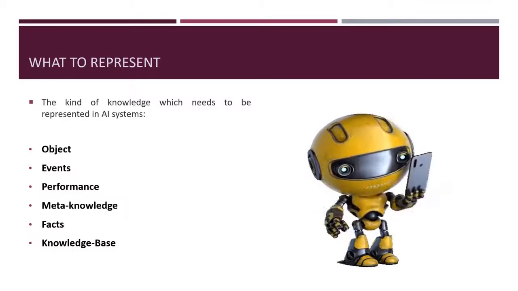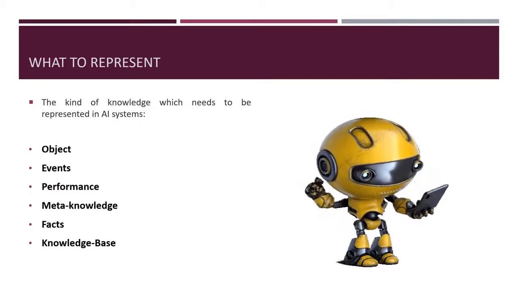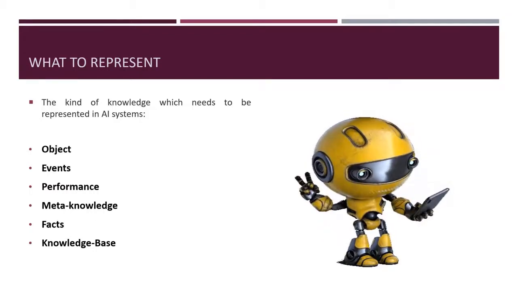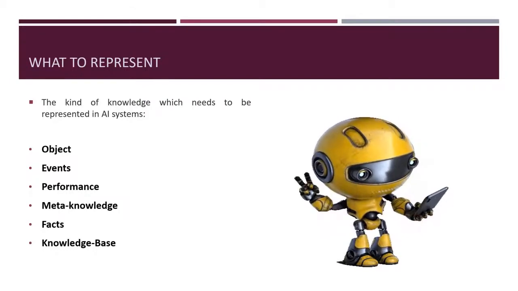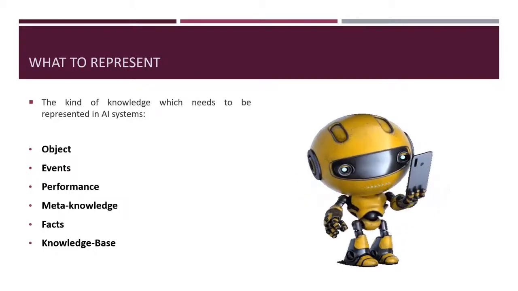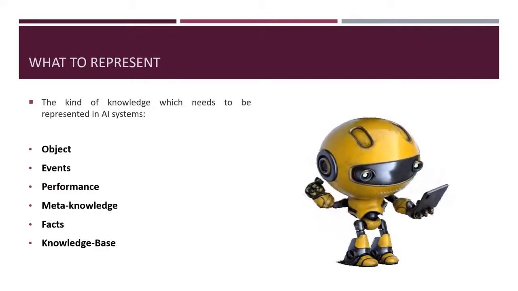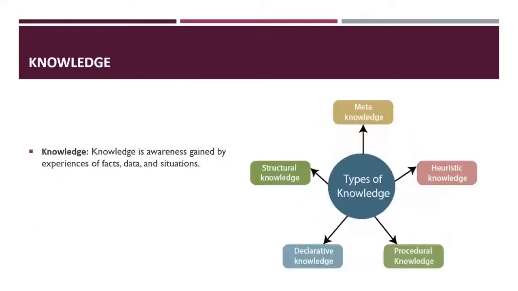And the next one is knowledge base. The central component of a knowledge-based agent is the knowledge base. It is a representation of knowledge, a group of sentences. First, let us see about knowledge. Knowledge is the awareness or familiarity gained by experiences of facts, data, and situations.